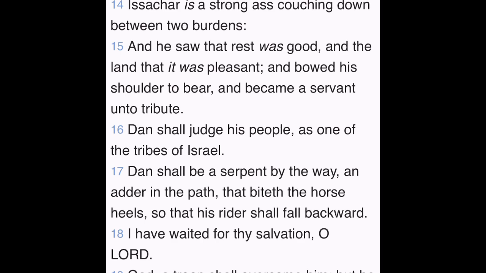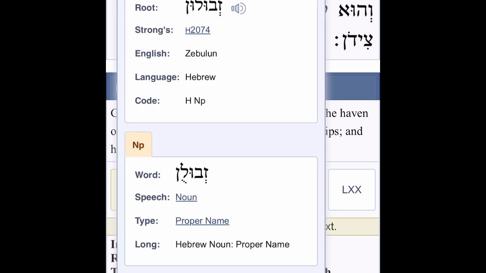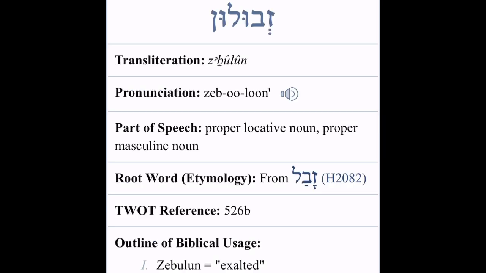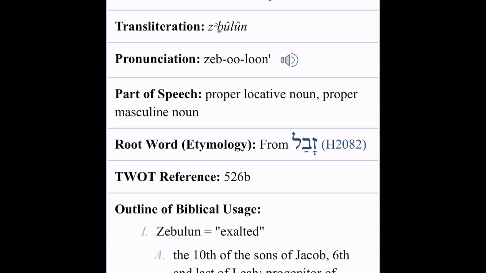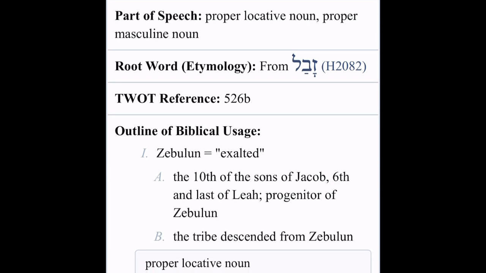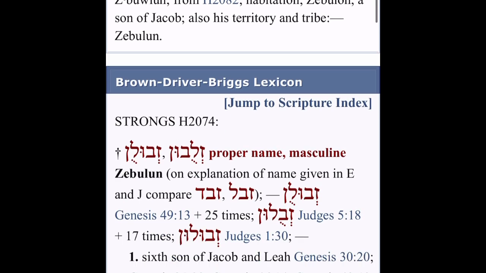But firstly, let's get the word Zebulun in the Hebrew. As you can see here, it comes from a root word. Point being, it can mean exalted, but it also means dwelling. Habitation. Yes, habitation means dwelling.